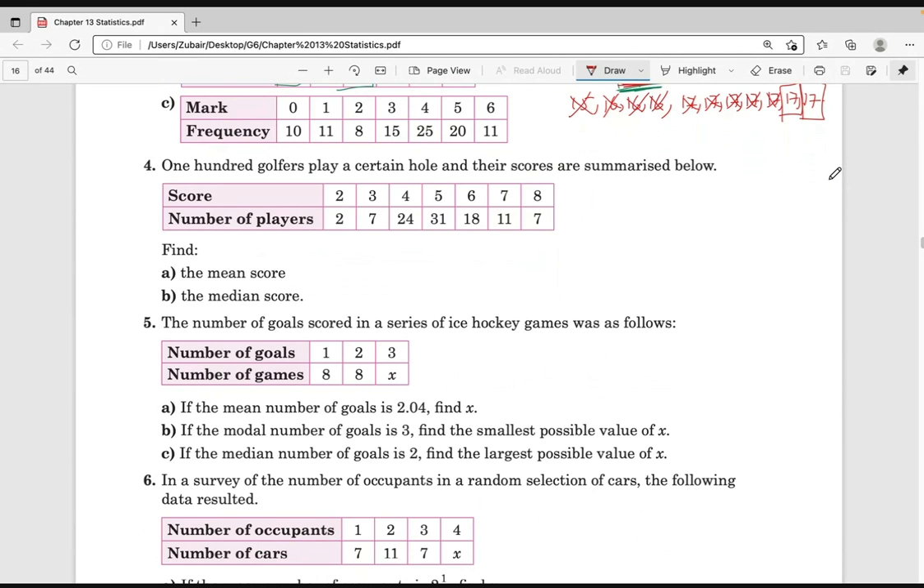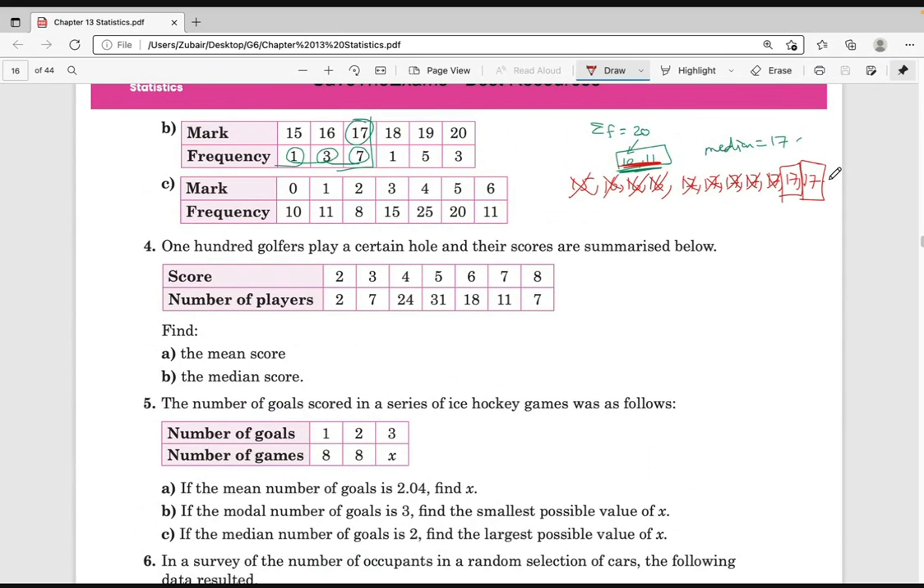Sir, it was 15. Do I need to go back? The formula was (n plus 1) over 2. Yes, sir.